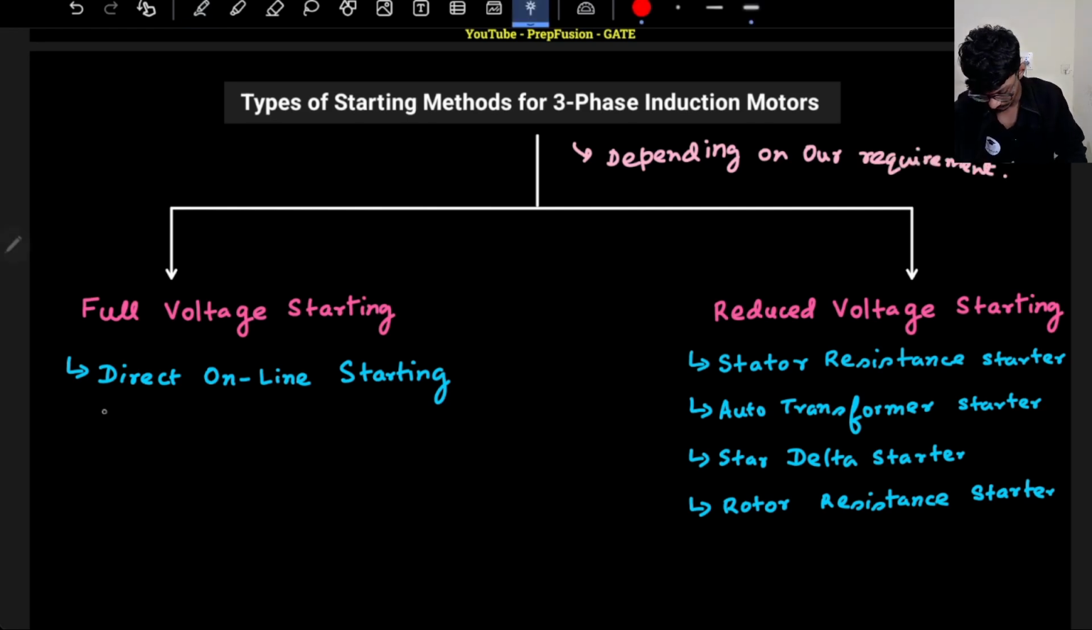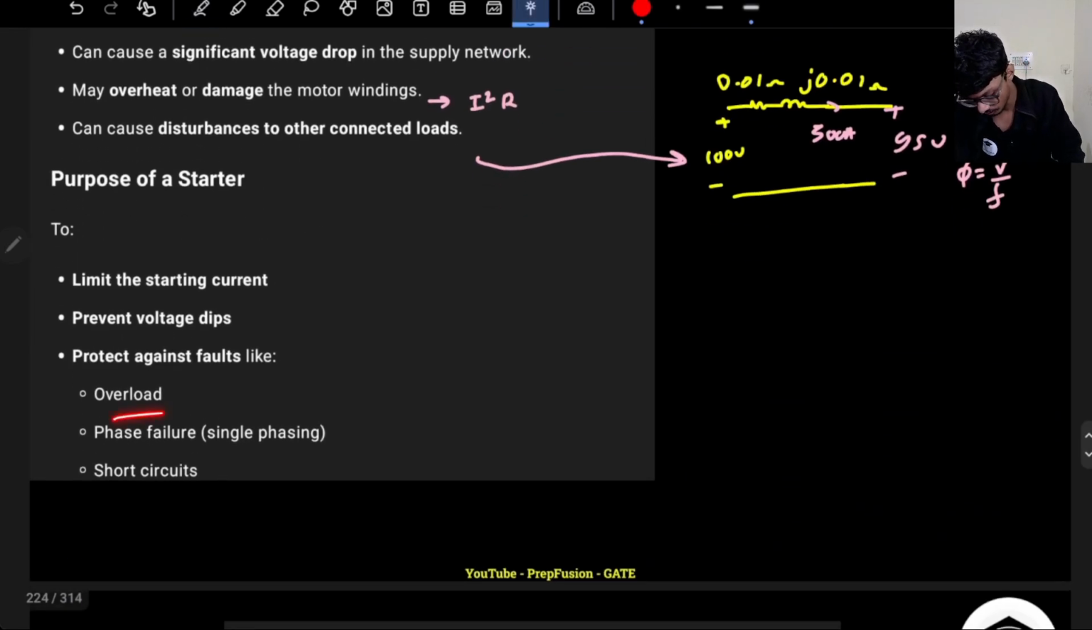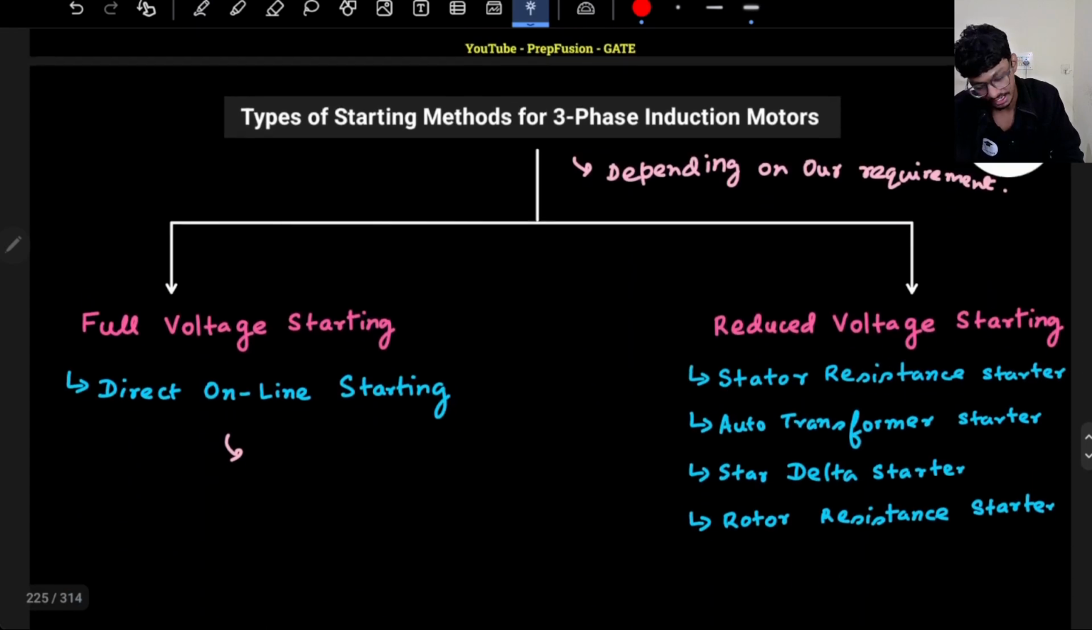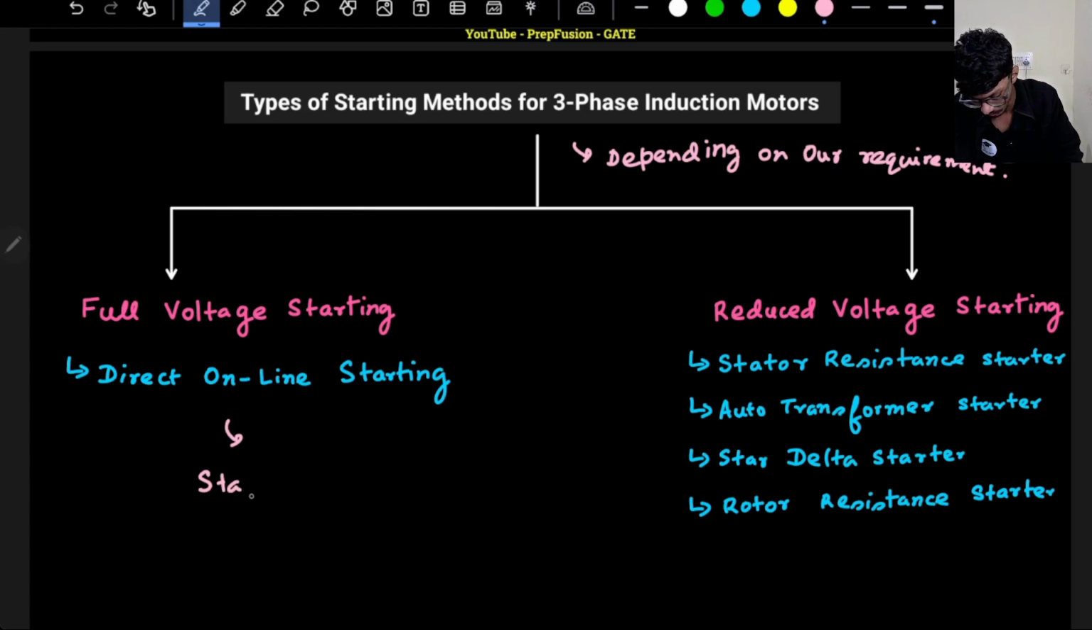So this is the first one, that is direct online starting. In this, the starter will be used just to have protection against overload, phase failure, and short circuit. It will not actually reduce the starting current. Whatever the starting current is, it will not change it. So the starting current in direct online will remain the same.